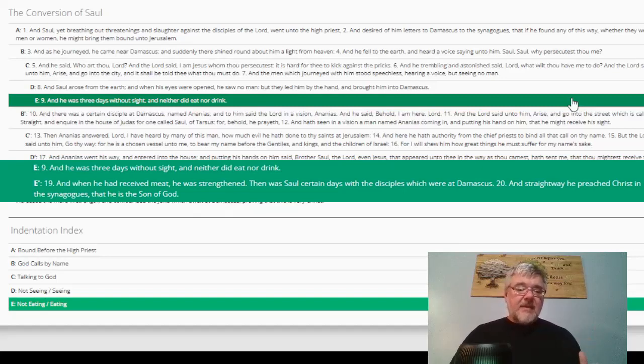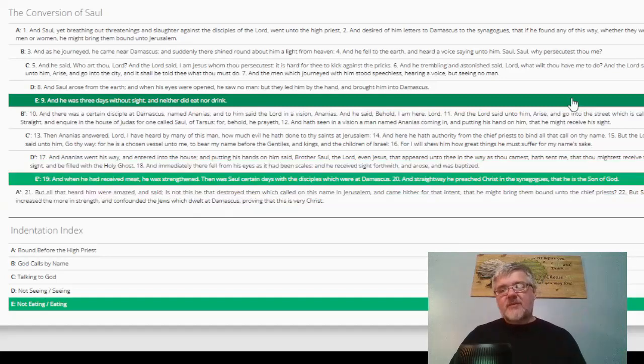And then in E prime, after the scales fall away, after he's been healed, after his sight has been returned, finally he sits down to eat and to drink. And that's where the story finishes, because Saul then goes out into the city, begins to proclaim Jesus as the Messiah, and the people look at him and say, "But isn't this Saul? Isn't this the man who was persecuting us just so recently?"